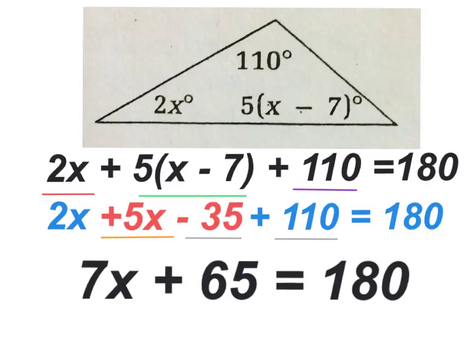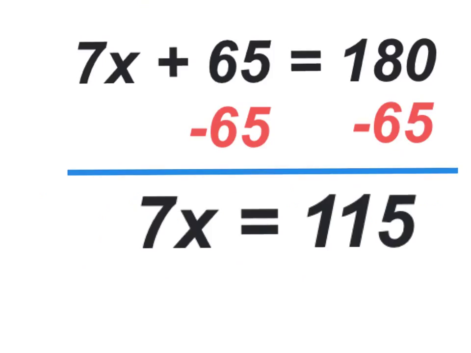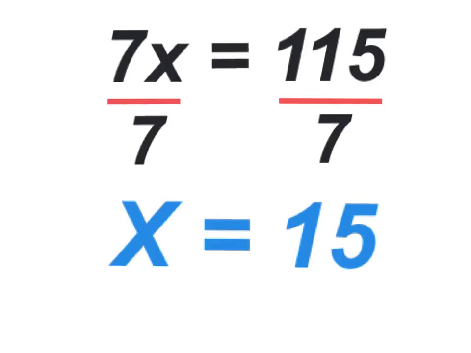So now what I just did was I took a complicated equation and I made it a simple two-stepper. Now from here, this is a piece of cake. You do the opposite of plus 65 to both sides, which is minus 65, and that gives us 7x is equal to 115. And then finally, we wrap it up by doing the opposite of multiplying by 7, which is dividing both sides by 7. And 115 divided by 7 gives us 15 for the value of x.